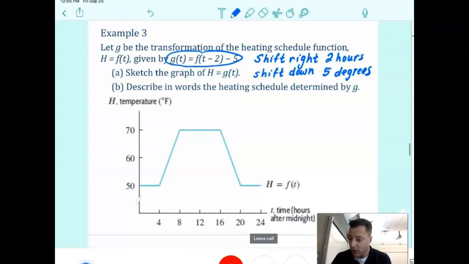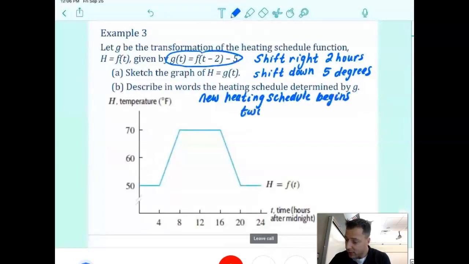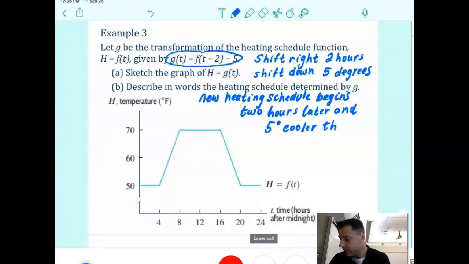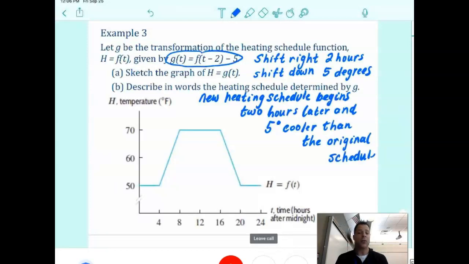It's based on the original heating schedule. Describe in words: the new heating schedule begins 2 hours later and 5 degrees cooler than the original. So this might be something maybe in the spring where it's starting to get a little warmer outside. You don't need as much heat. You're going to start to cool it down. It doesn't need to be blaring. Okay, so it could be schedule 1, schedule 2.